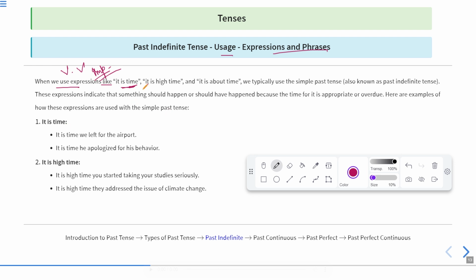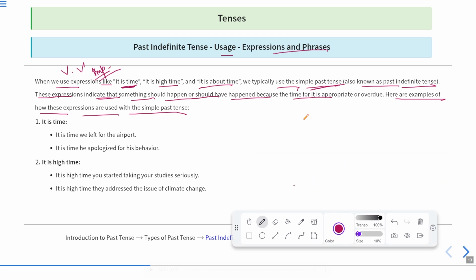Okay, now these expressions are: it is time, it is high time, and it is about time. Now these are three phrases. We use them in our spoken English as well, and many times in our speech. We typically use the simple past tense, also known as past indefinite tense. These expressions indicate that something should happen or should have happened because the time for it is appropriate or overdue. Here are examples of how these expressions are used in simple past tense.